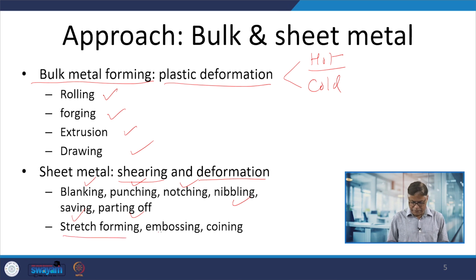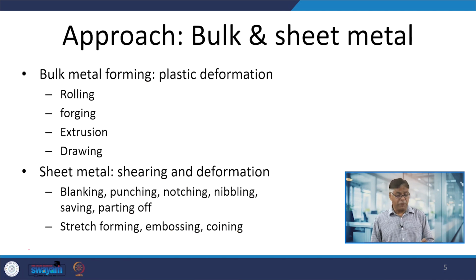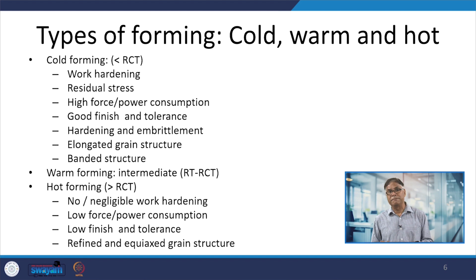While stretch forming, embossing and coining simply involve plastic deformation, and this plastic deformation increases the strength, hardness and makes the sheet metals more stiff. So, this is about the broad approaches which are used in sheet metal forming.